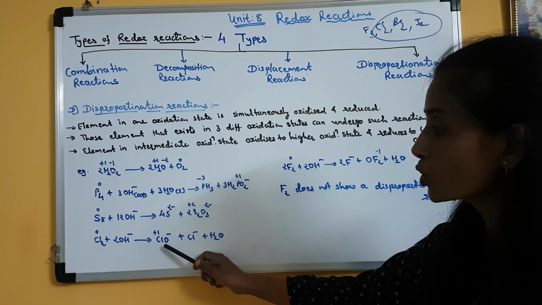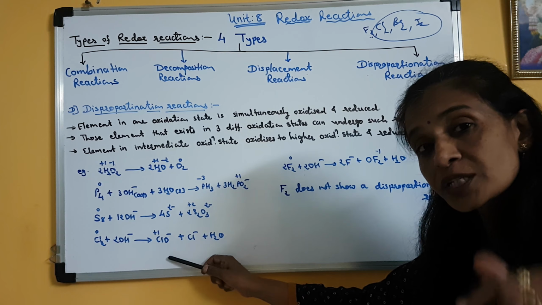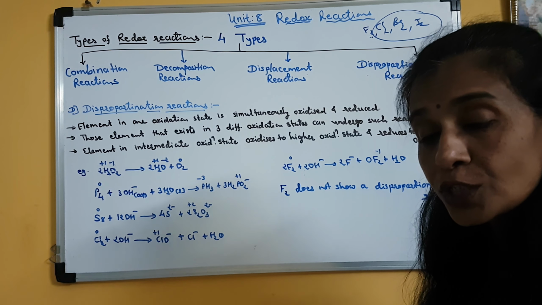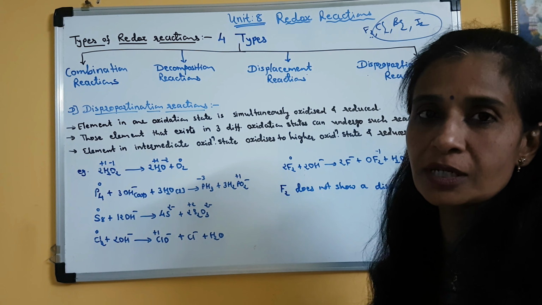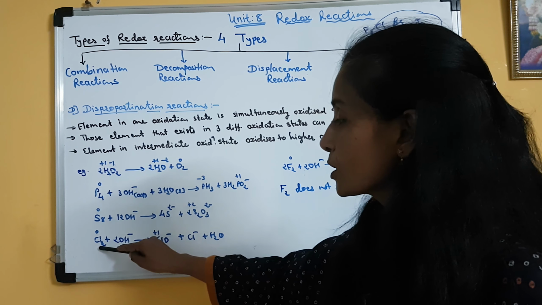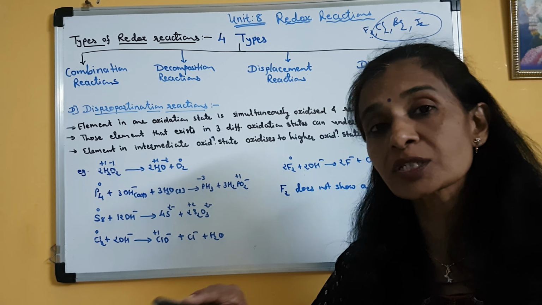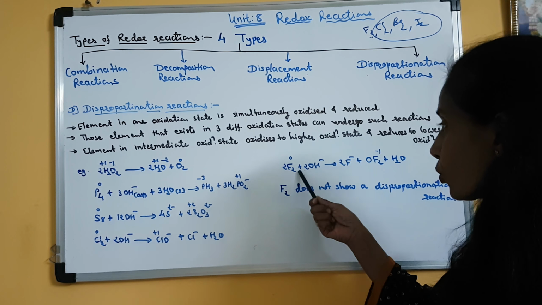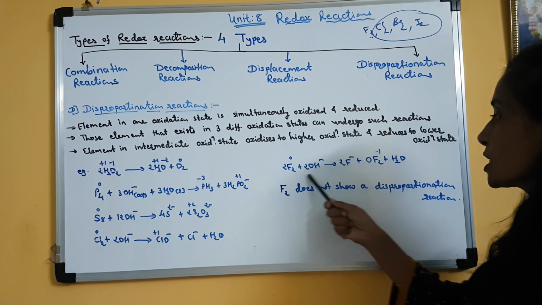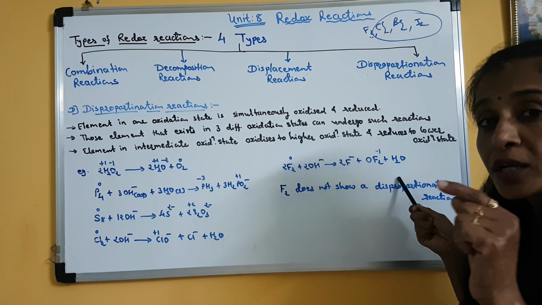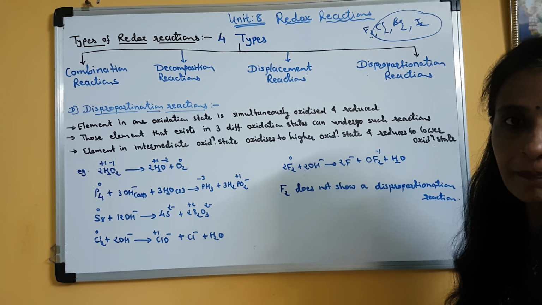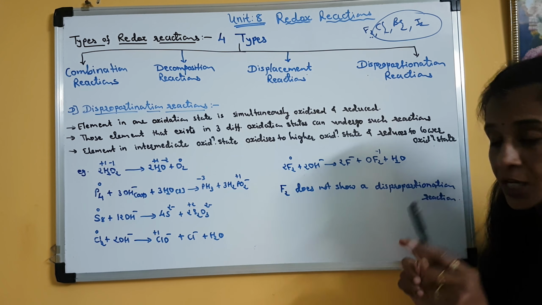All other halogens can be in a positive oxidation state also. See, for halogens, the most common oxidation state is -1, a negative oxidation state. But they can exist in 0 as well as positive oxidation states. But for fluorine, it is not possible. So this reaction, though it is a redox reaction, is not a disproportionation reaction. Clear? You can be asked this type of question also.